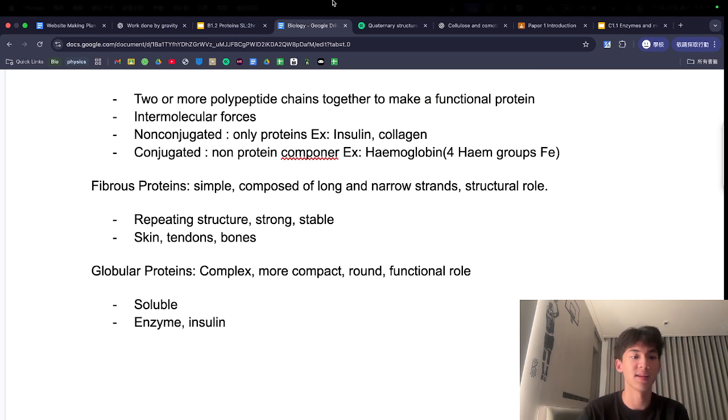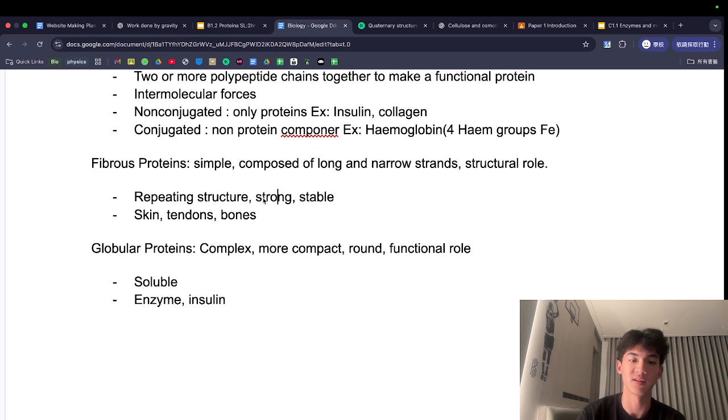The last thing is that we have two types, fibrous and globular. Fibrous means that it is simple and composed of long and narrow strands. It has structural roles. Collagen, for example, is a fibrous protein. It is stable and strong, and collagen makes the skin, tendons and bones.